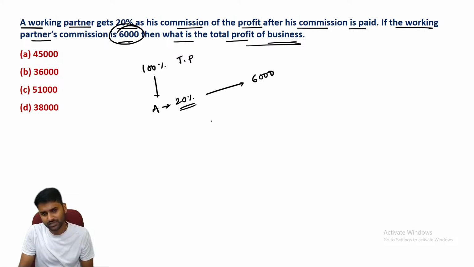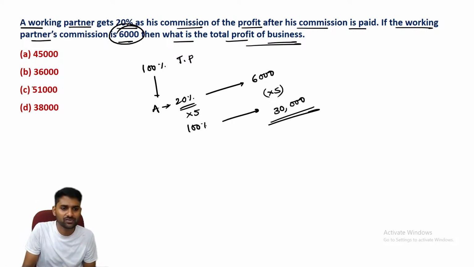20% is equal to 6,000. Then 100% is equal to how much? 20 becomes 100, so we have to multiply with 5 times. 1,000 is multiplied with 5 times. Then 5 6s are 30, and it is multiplied with 1,000. It becomes 30,000.